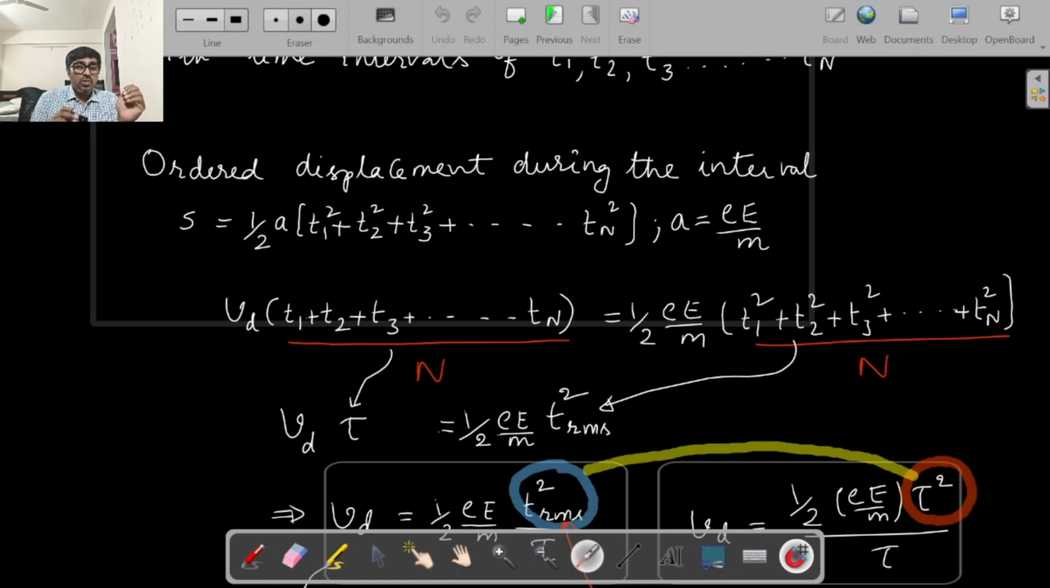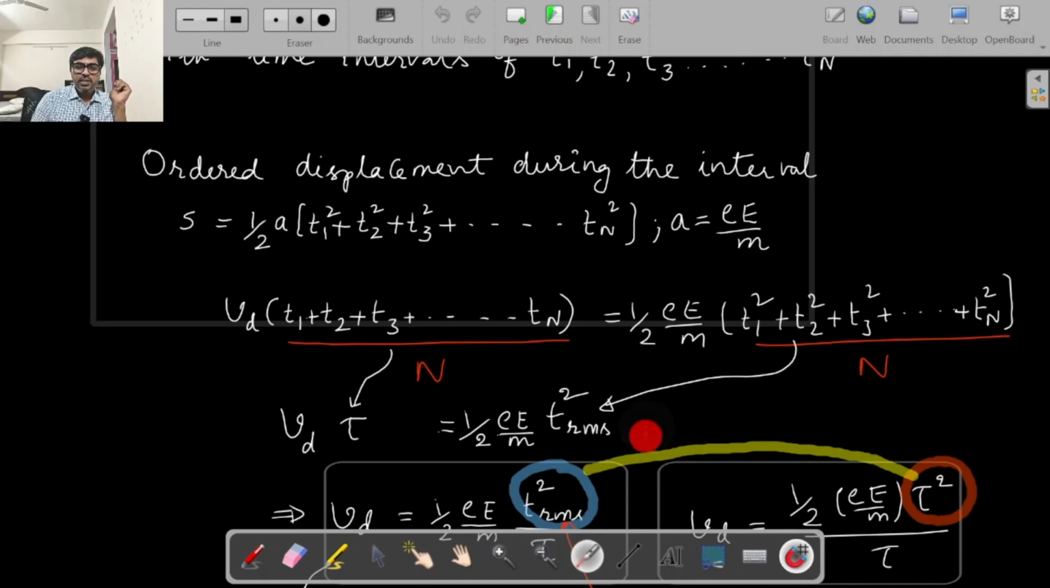But on the right hand side, you closely observe it, what do you have? T1 square plus T2 square plus T3 square plus so on plus Tn square upon n. This is not average time square. In fact, it is RMS time square. So don't write average time, it is RMS time.